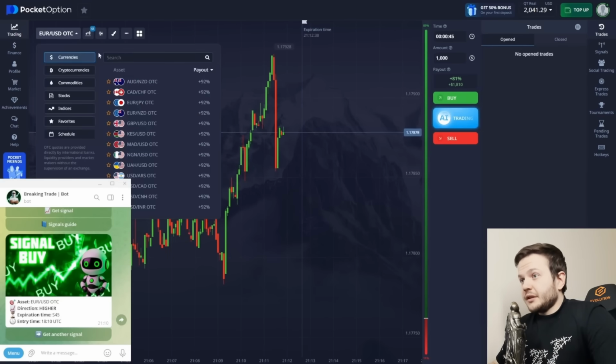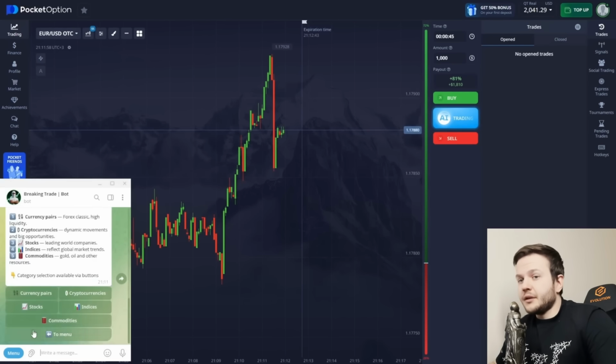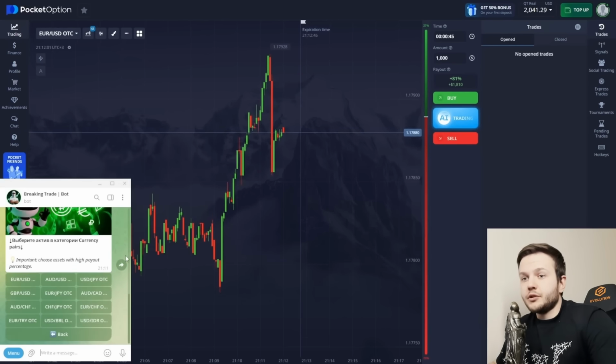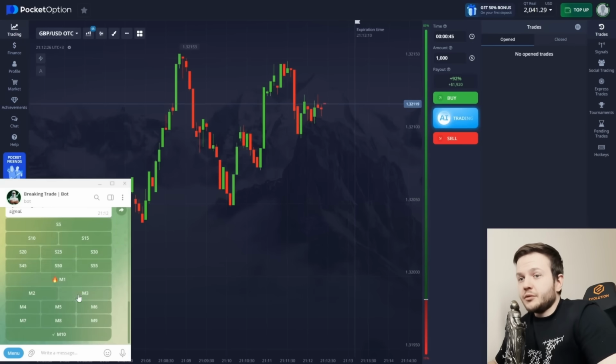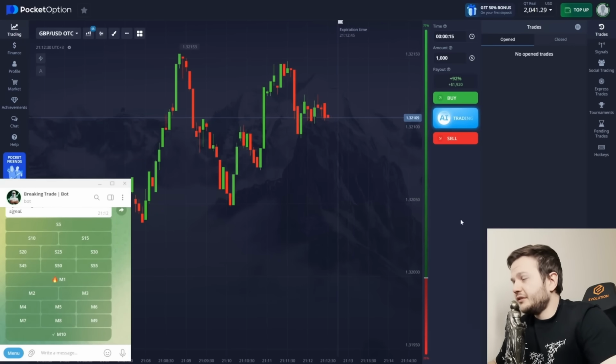Let's now choose another currency pair with a 92% return rate. Not all currency pairs are currently added in my bot. Now in the bot, we'll select from what we already have. Let's go with GBP USD. We've opened it, and we'll also select 15 seconds. Now we'll literally enter 2 more trades and then wrap up.